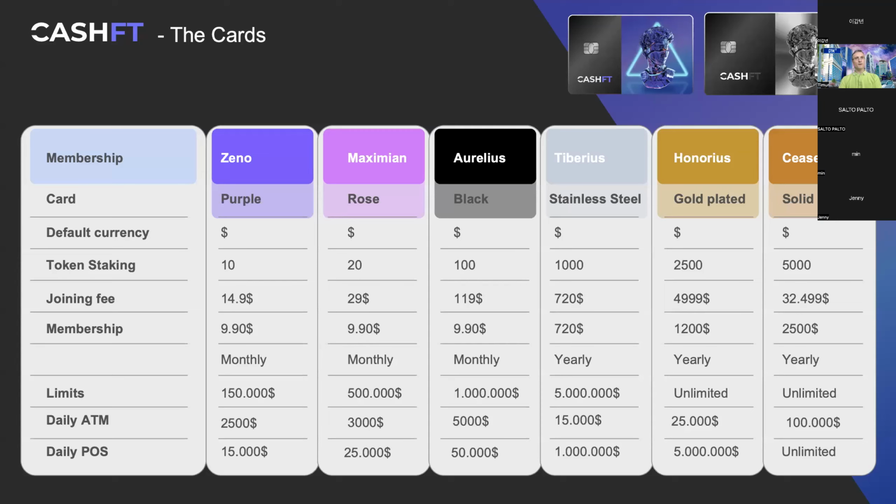And here you can already see the different options that will be available, starting from $10 per month up to $2,500 for a card that's made of solid gold.